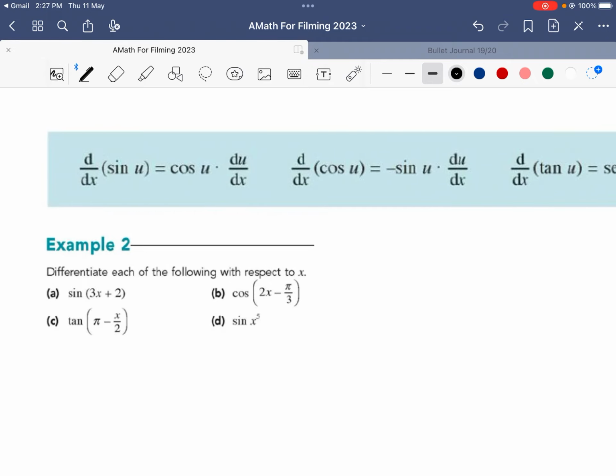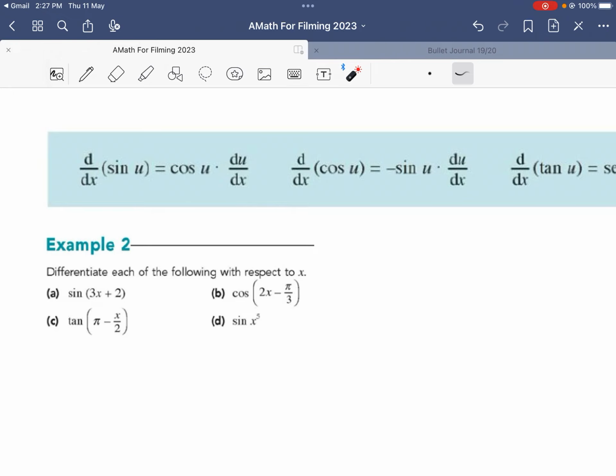So now the thing here is this: what happens if it's not just sine x? For example, in example 2, instead of just differentiating sine x, now it is sine of 3x plus 2. So this is similar to what we have learned before. If you differentiate the sine, it becomes cosine of whatever is inside the bracket. Then you need to multiply by the differential of what is inside the bracket with respect to x itself.